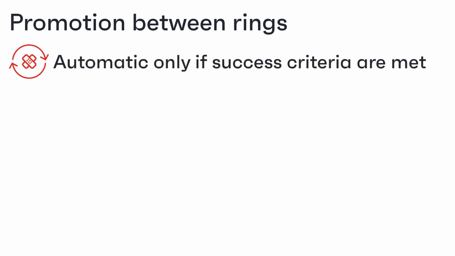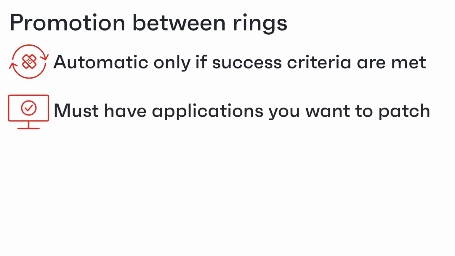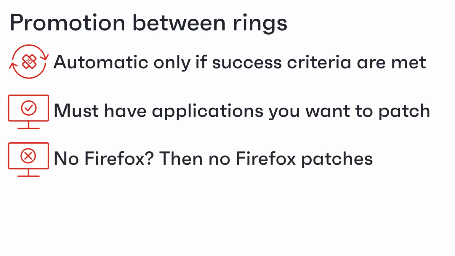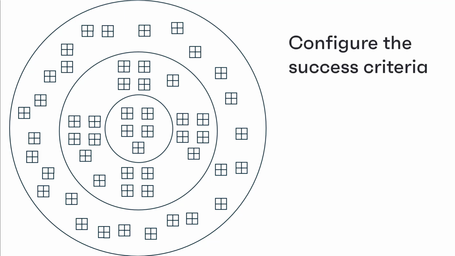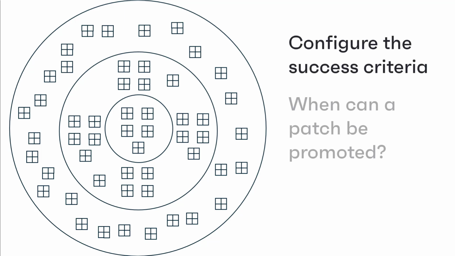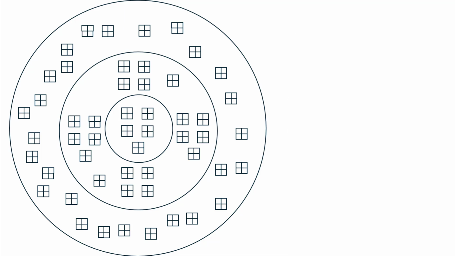Also, remember that patches can get automatically promoted to the next ring only if they meet the specified success criteria, so make sure that each ring contains devices running each of the applications that you want to patch. If none of the devices in your test ring have Firefox installed, then no Firefox patches can get automatically promoted from the test ring. When you have your rings populated with the appropriate devices, you configure the success criteria that must be met before a patch can progress to the next ring. More on this later. For now, let's consider what happens in a rollout.